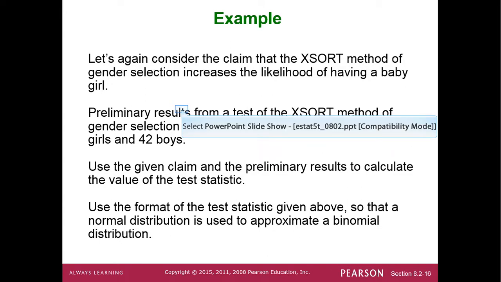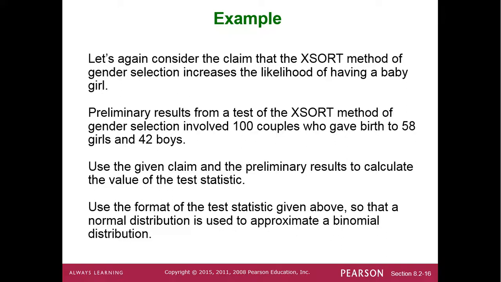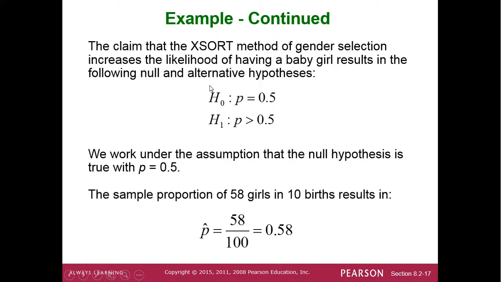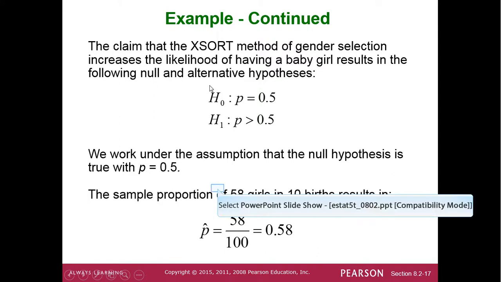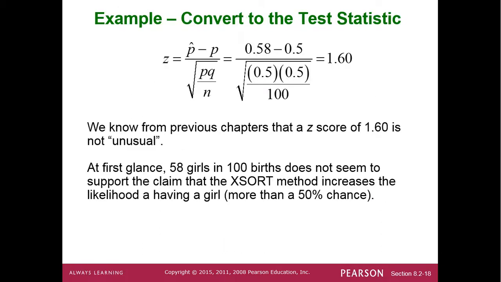So we're going to go back to the test where the couples are having their babies. They had 100 couples, 58 girls. And the null hypothesis was that the proportion was 50%. The alternative is that it's greater than 50%. So we take a look at our sample proportion. Remember, the sample proportion is denoted p hat to keep it separate from the population proportion, and we know that that's 58%.